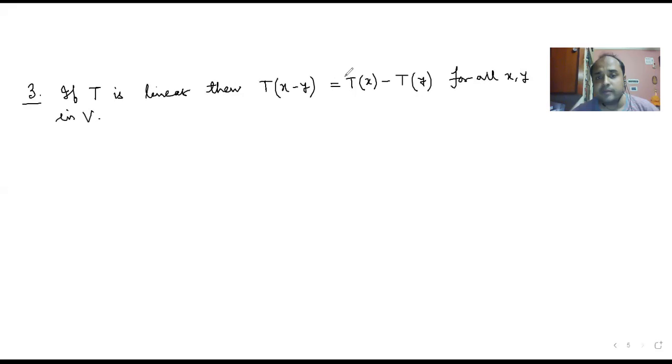I hope that you will be able to solve it. Just take C equal to minus one. Because one is a scalar quantity, it is an element of the field, and if it is an element of the field, it has an additive inverse. So minus one is also there. So you can multiply by minus one and apply the linear transformation's property, then that result will come. It's a very easy result. You can do it by yourself.